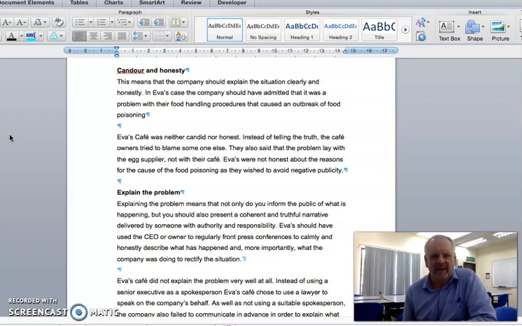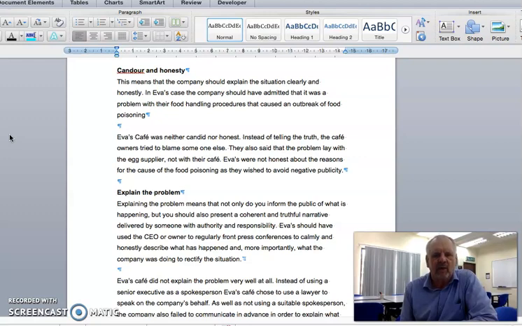So here we have candor and honesty. The first one. Underneath it briefly says what candor and honesty is, and it says what Eva's Cafe should have done. And then before moving on to the next one, there are some examples of what Eva's Cafe did do. And these were not under the heading of candor and honesty. They weren't candid and they weren't honest. So here are some examples of how Eva's was not candid nor honest.